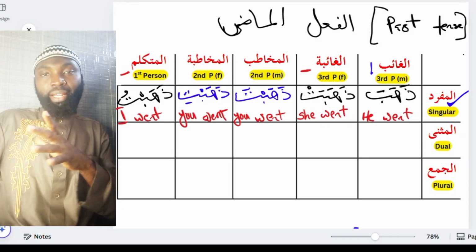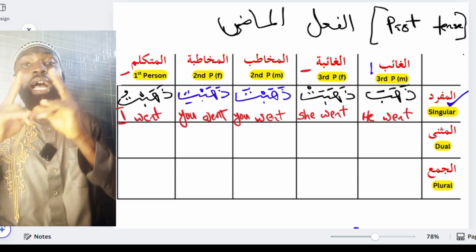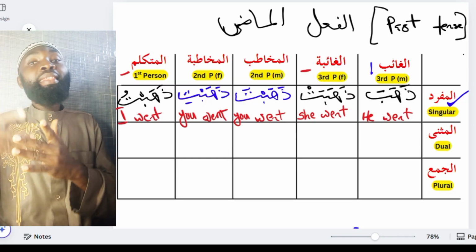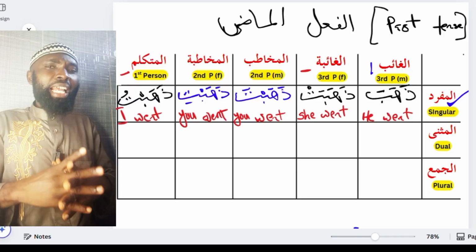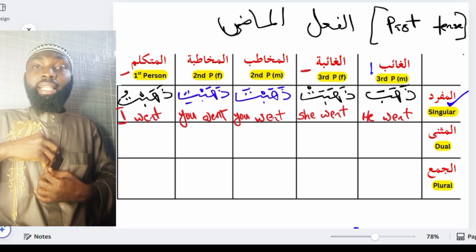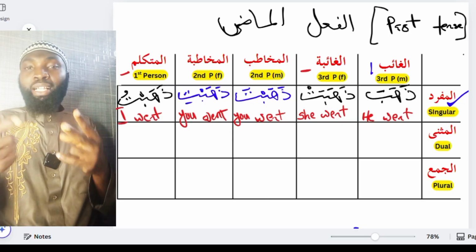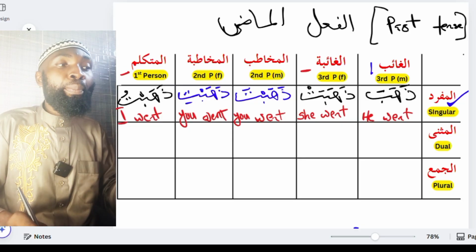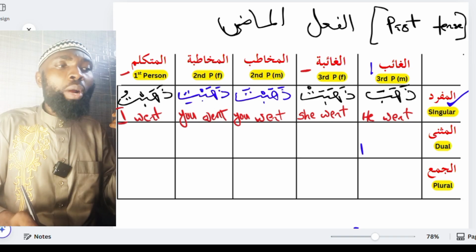Sorry, they are away. We are talking about them, and they are two. When this person was just one, we said dhahaba, he went. This time he is not just a person, they are two. So we cannot say he went for two persons. What do we say in English? We say both of them went, or they both went, or two of them went.